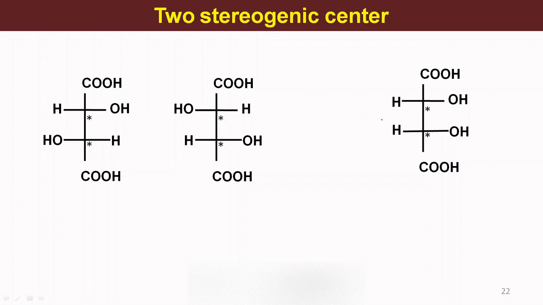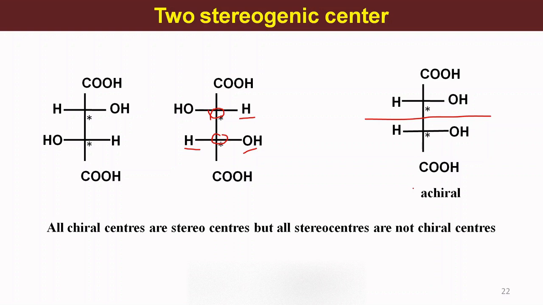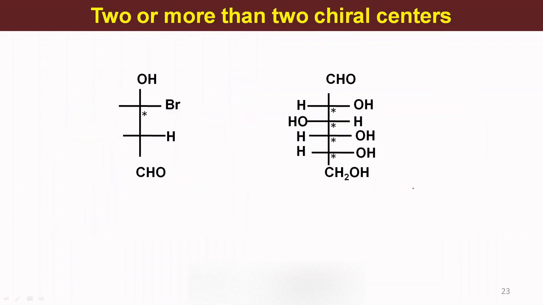Let us take the example of tartaric acid. Tartaric acid has only 3 isomers. We expect 4 stereoisomers for tartaric acid, however, we are getting only 3. Why so? Because tartaric acid has 2 stereo centers with identical atoms or groups attached to both of them. Hence, this isomer is called a meso isomer. This meso isomer has a plane of symmetry in it. Due to this plane of symmetry, the molecule becomes achiral. So all chiral centers are stereo centers, but not all stereo centers are chiral centers. I have taken the tartaric acid example to understand this concept.